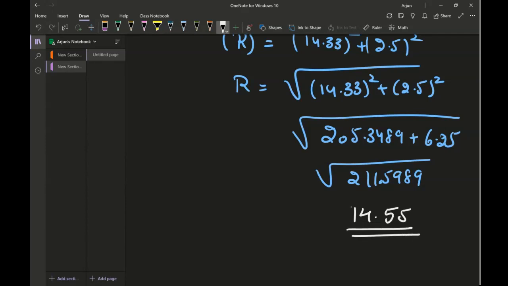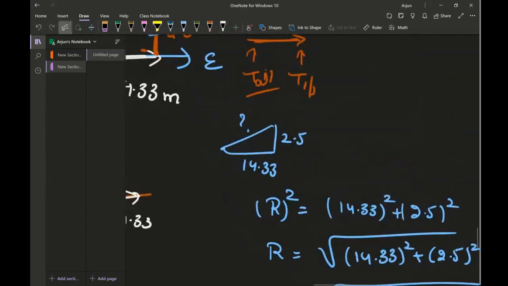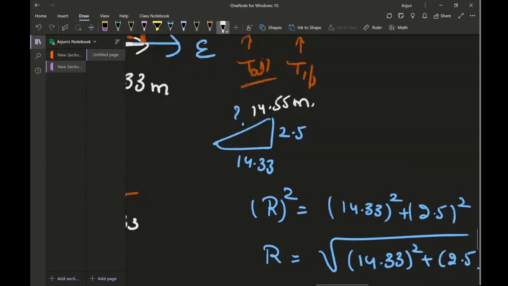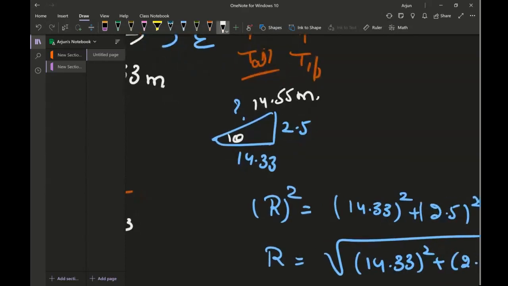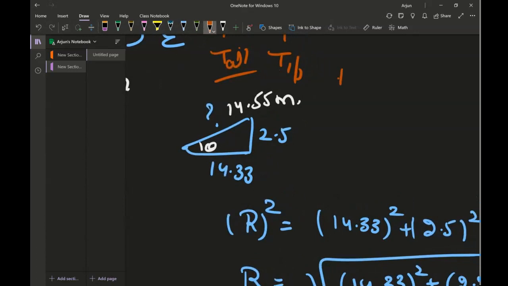I'm rounding it up to two decimal places. So the final resultant will be 14.55 meters. Now I have to find the angle also. Angle, you can use any of the trig ratios, sine theta, cosine theta, tangent theta. It's going to give you the same answer. I'm going to use the tangent theta.